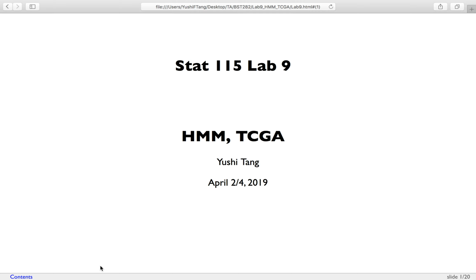And for this week, we are going to talk about a hidden Markov model and also how to get access to the TCGA database and also get an overview about the overall NIH TCGA database. A lot of software was developed based on this database.